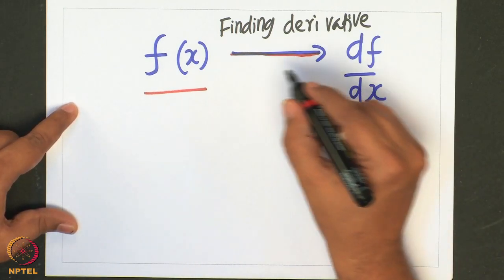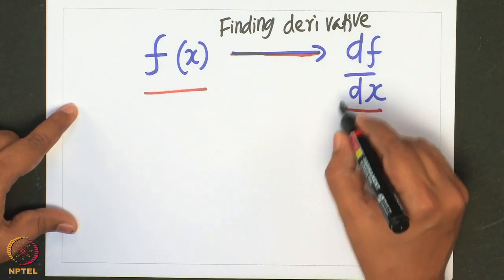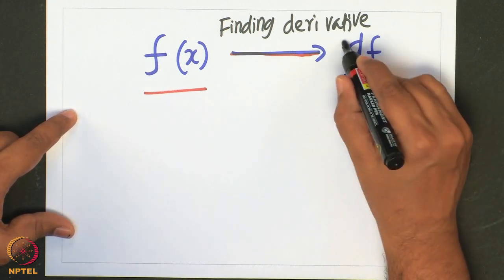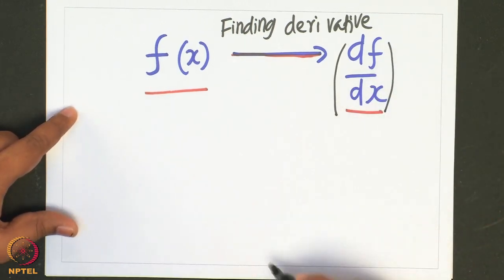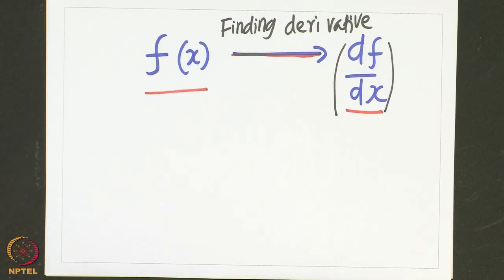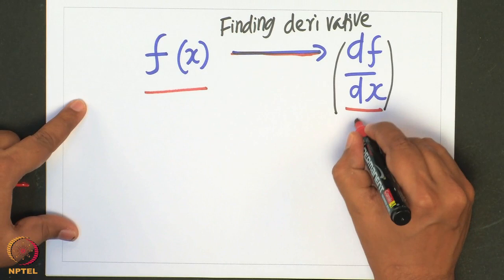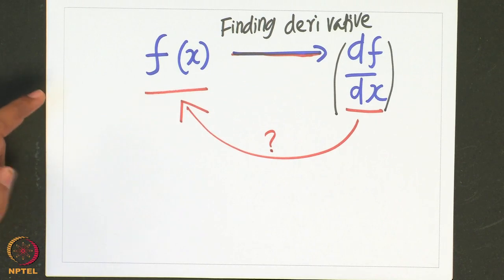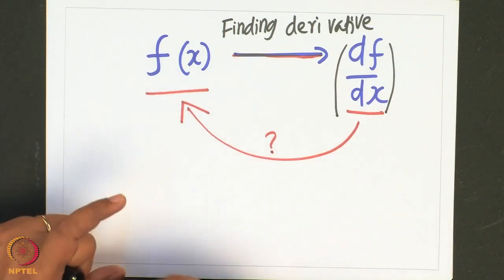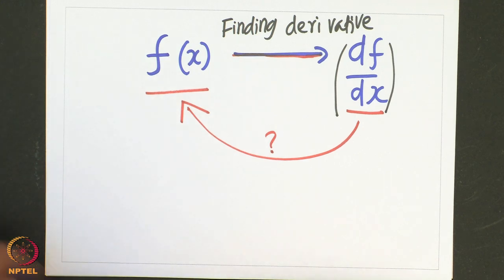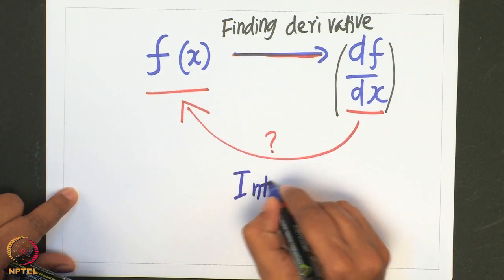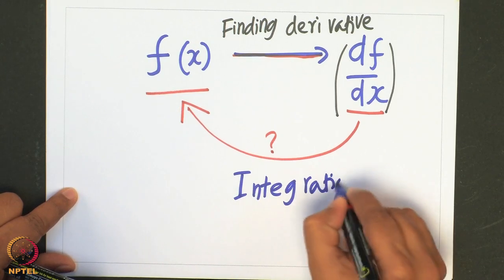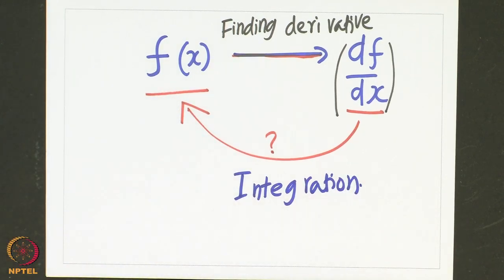We know how to find the slope, right. So this thing is the slope. Now, we are asking the opposite question: if I know this slope, can I get this? How to do this? From here to go to here, how will we go? That idea is integration. This is called integration.